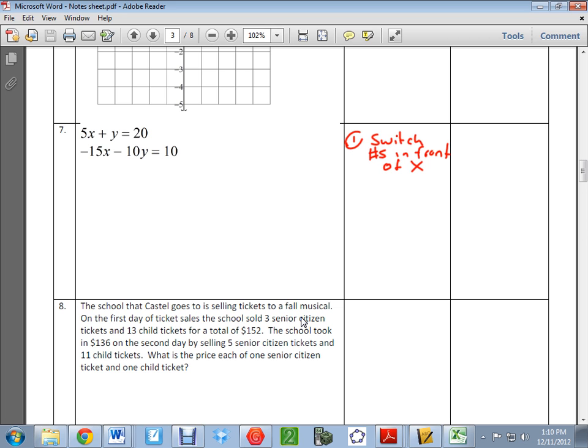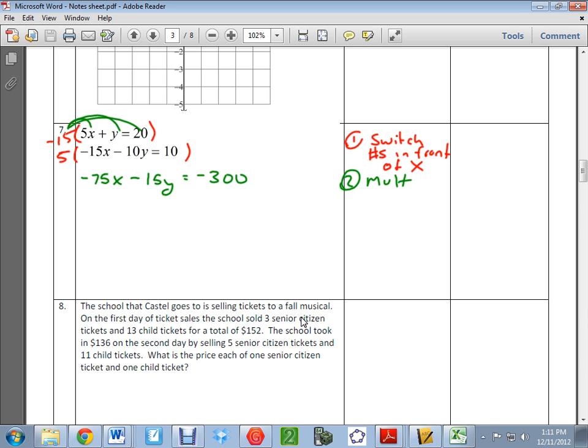So I have to switch the numbers in front of the x. What number would I put on the top equation? A negative 15. On the bottom equation, I would put positive 5. The second step is to multiply. That means to distribute it out to the entire equation. Negative 15 times 5 is negative 75x. Negative 15 times y is negative 15y. Negative 15 times 20 is negative 300.